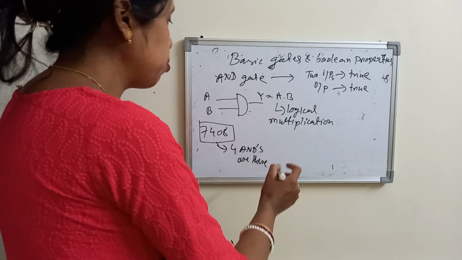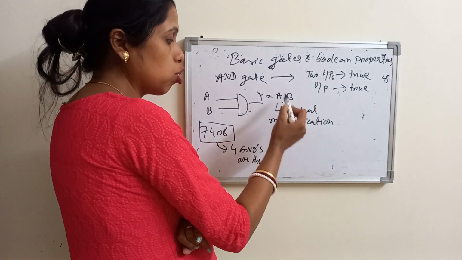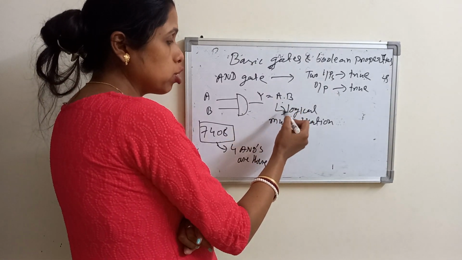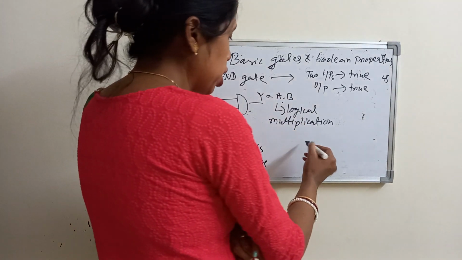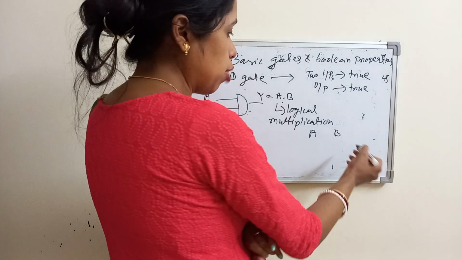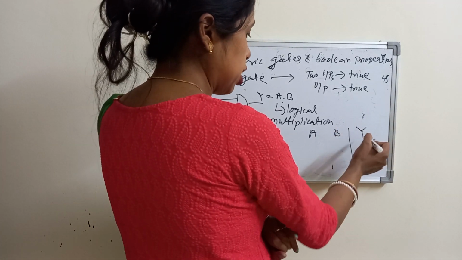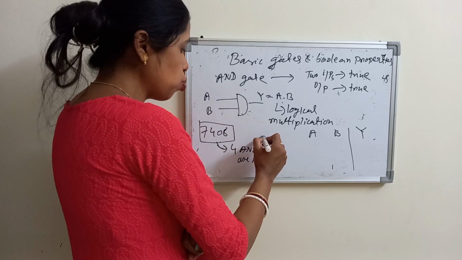Okay. So I am writing the circuit diagram, and this is the logical expression. It defines a logical multiplication. A dot, where dot means multiplication in case of digital. So what is the truth table? It means how many possible inputs are there and, correspondingly, how many outputs are there.